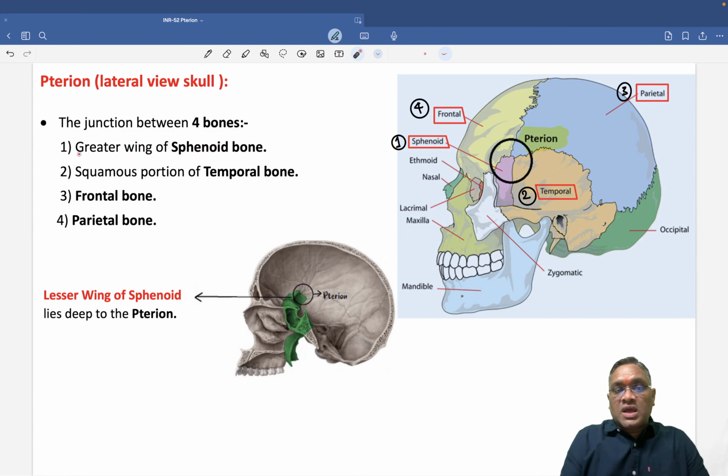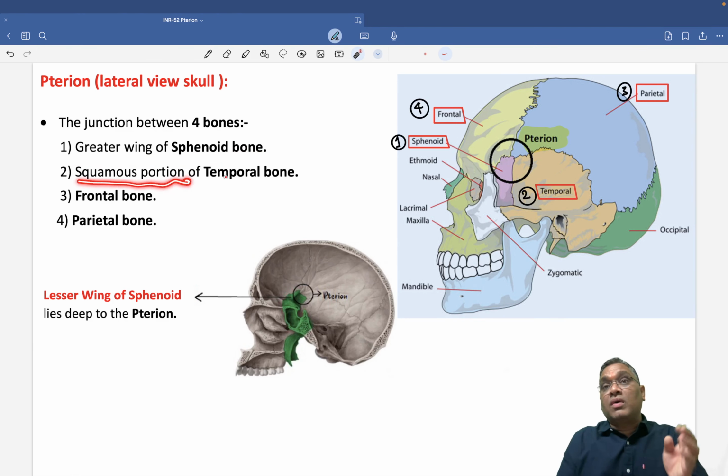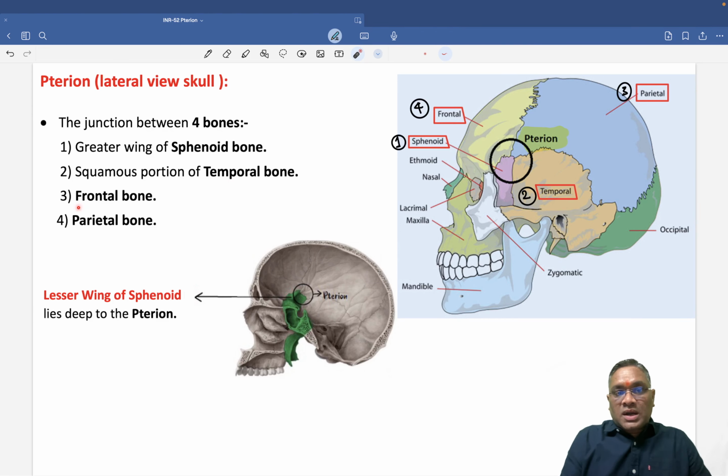Who are these bones? Greater wing of sphenoid bone. Number one is sphenoid bone. Then the squamous portion of the temporal bone. So number two is temporal bone. So what are the two bones? Sphenoid and temporal bone. Third and fourth are frontal bone and parietal bone.